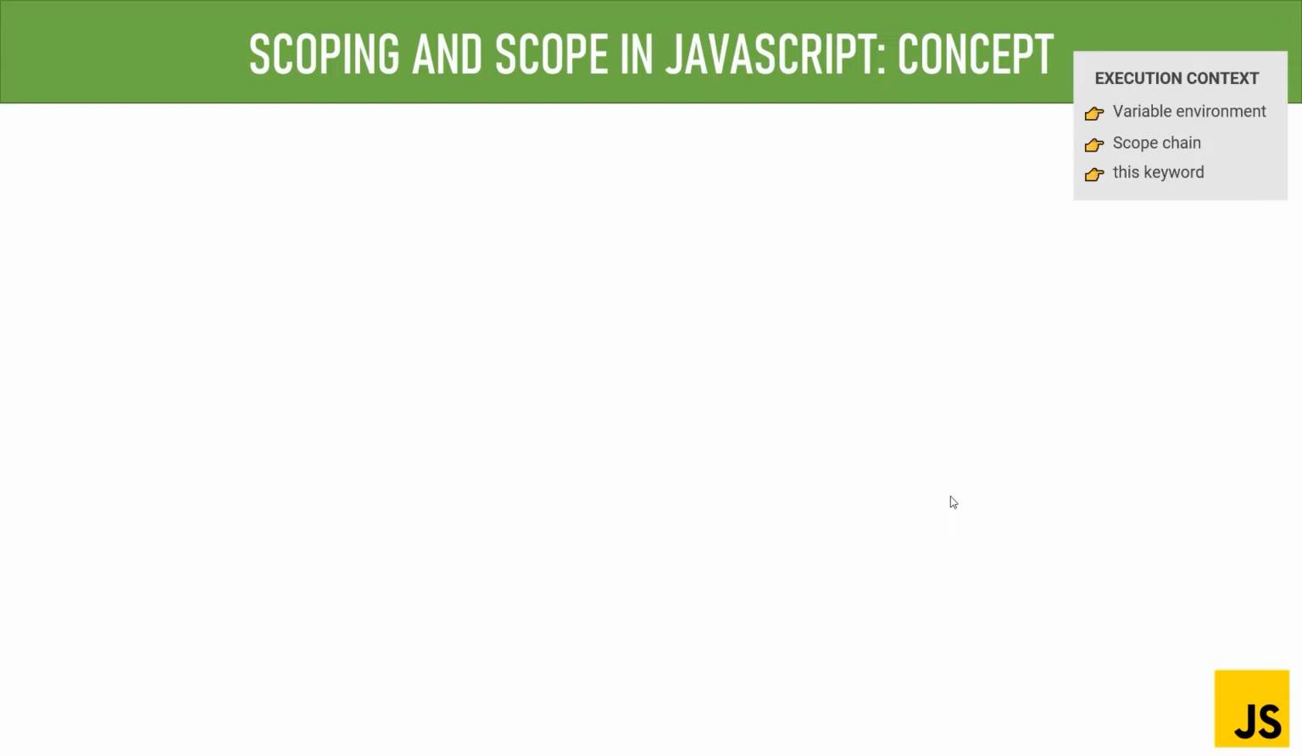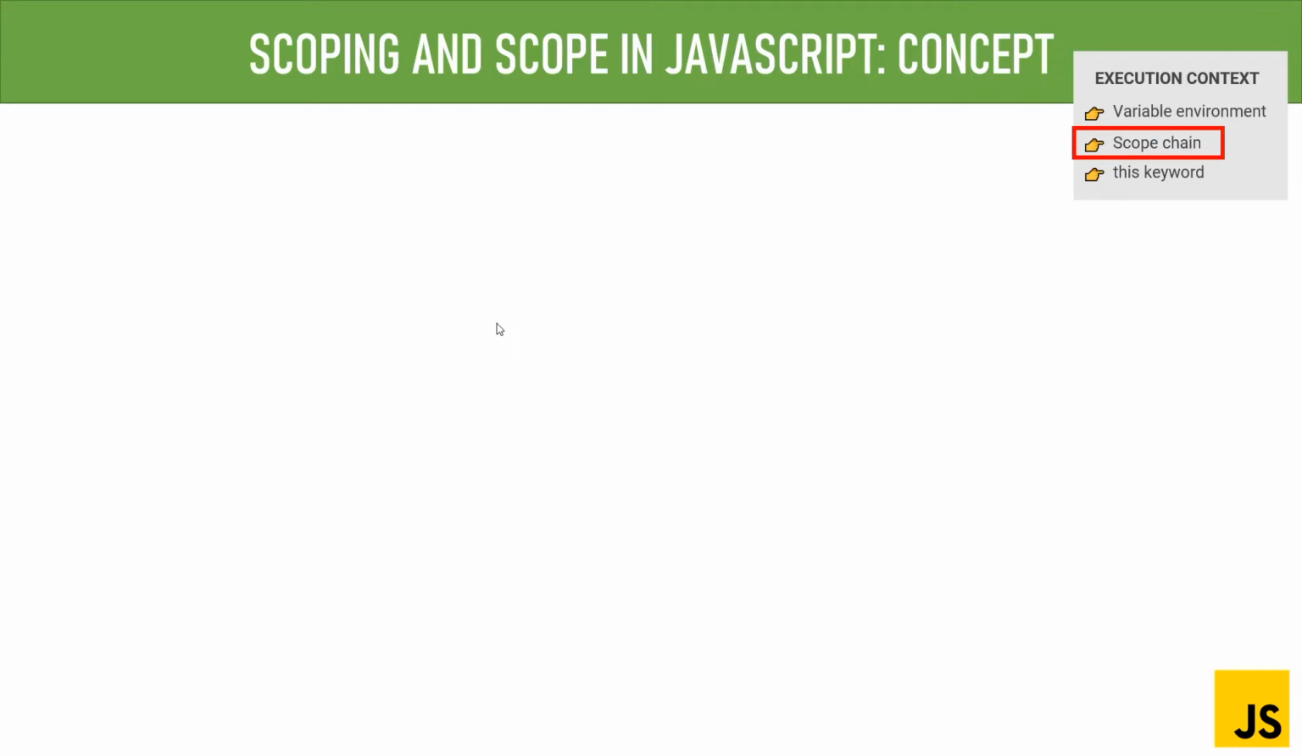So we learned in the last video that each execution context has a variable environment, a scope chain, and this keyword. So in this video, let's learn what scope and the scope chain are, why they are so important and how they work.